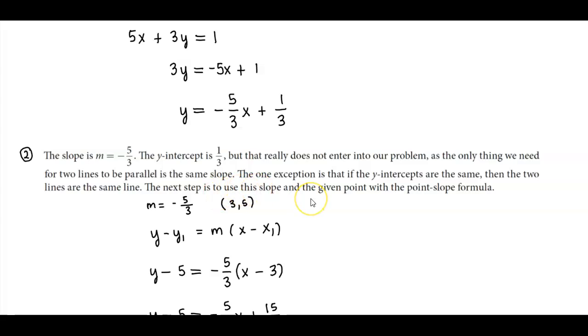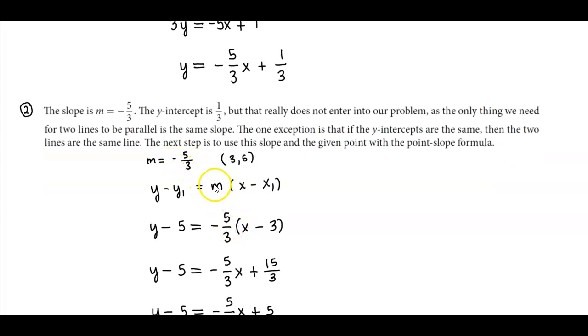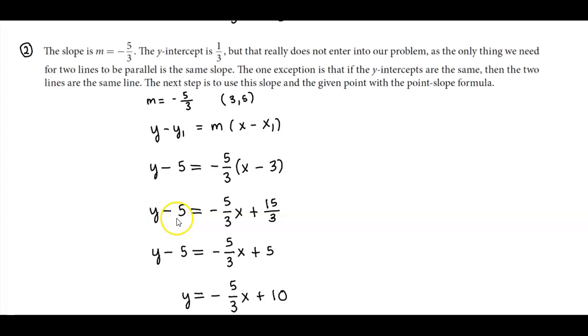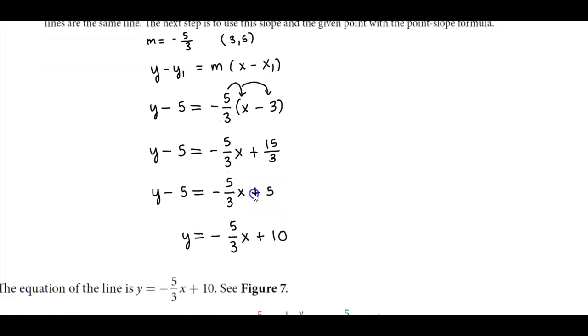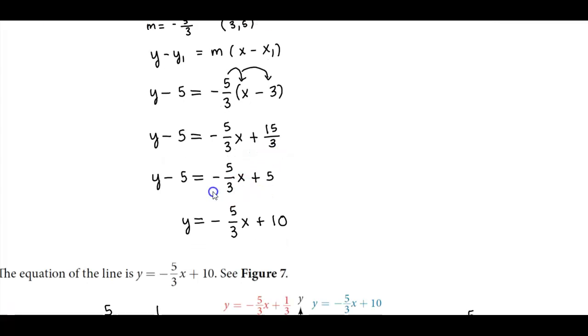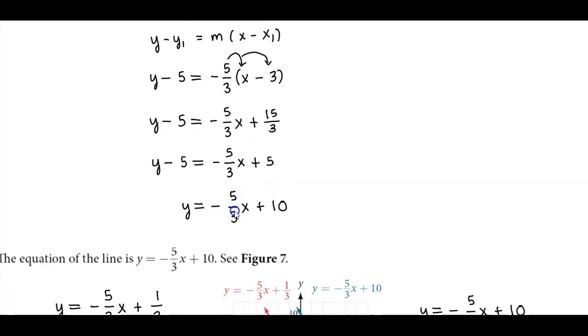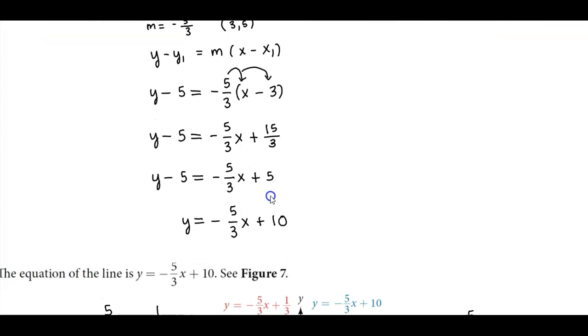So the next step is to use this slope and the given point with the point-slope formula. We know that our slope is negative 5/3, so we substitute m equals negative 5/3. We know that x1 is 3, and y1 is 5. Then we're going to solve for y. In order to do that, we distribute the negative 5/3 to both terms. So we get negative 5/3 x, and negative 5/3 times minus 3 gives you positive 15/3, and 15 over 3 gives you positive 5. Then adding 5 to both sides, we get y equals negative 5/3 x plus 10. So you can see that we have the same slope, but a different y-intercept from the previous equation.